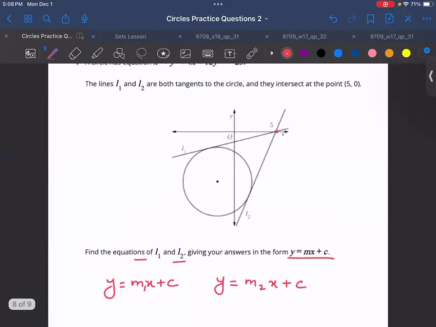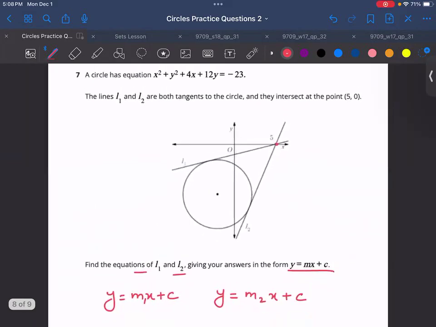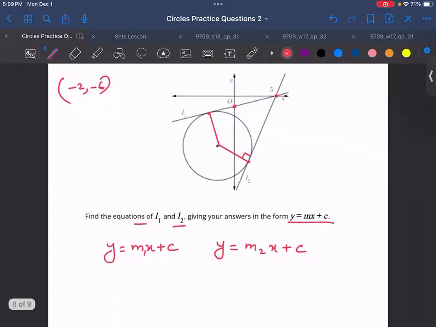What can I do? I have no idea, honestly. The center is (-2, -6). I have that. If we draw the tangent from the center, this will be perpendicular to this line. But I don't have this point or this point, right? But I can find this, I can find the y-intercept. Let me try.